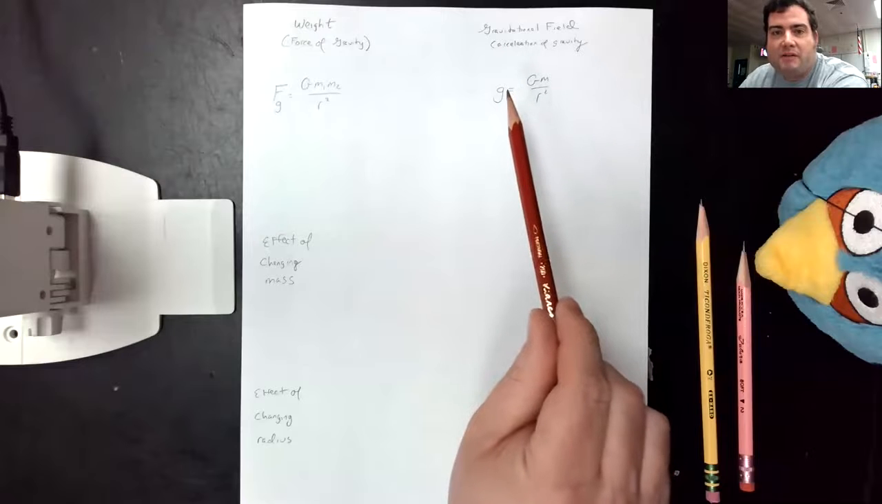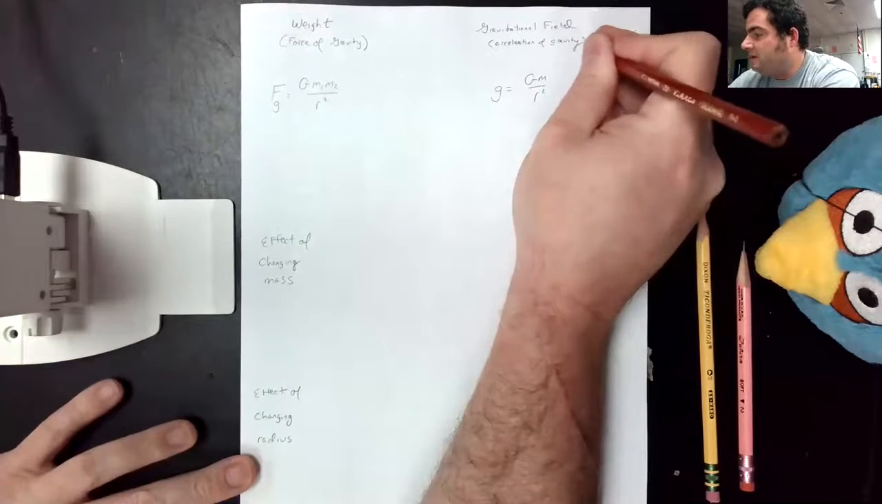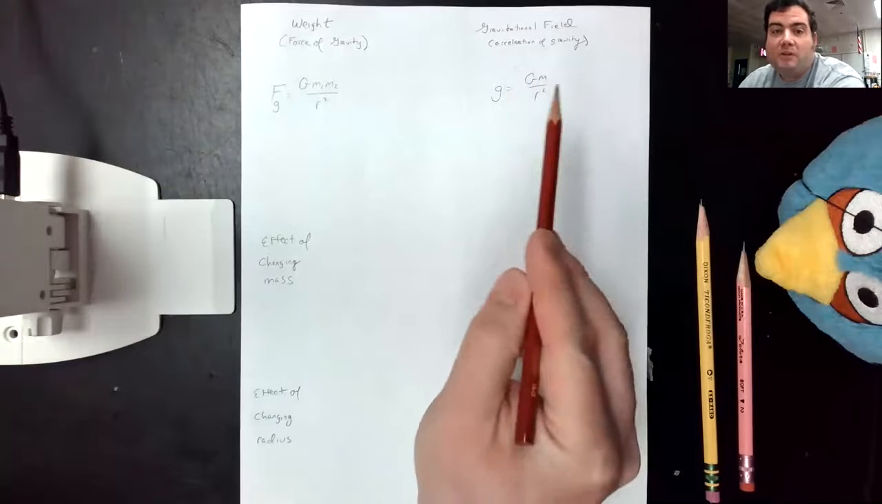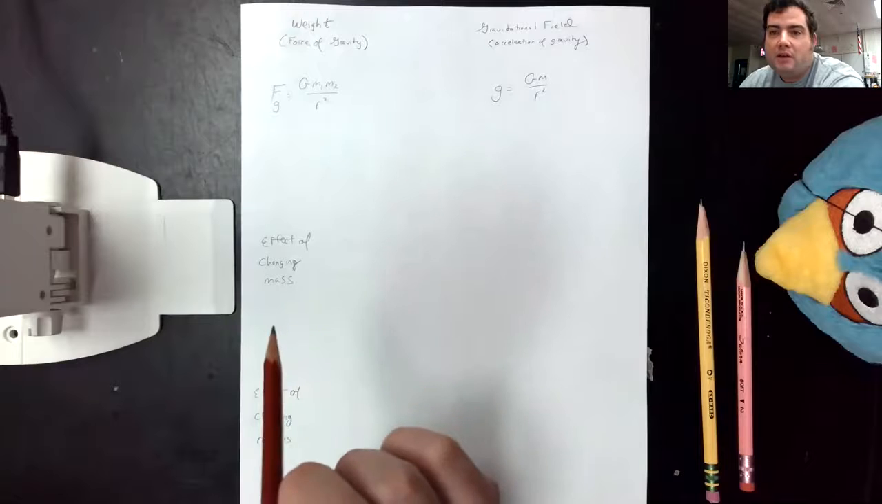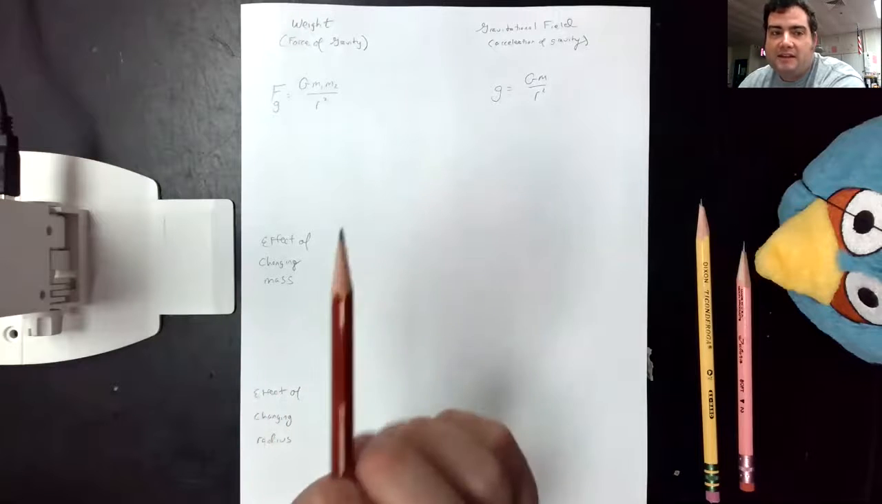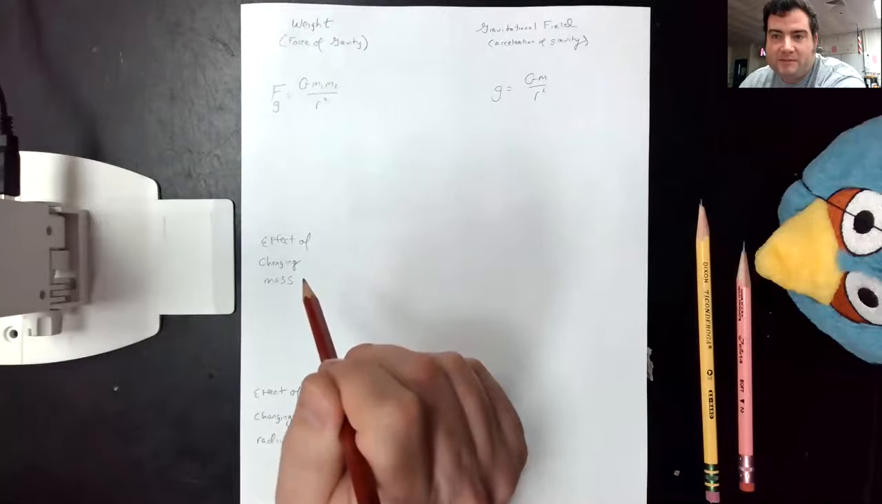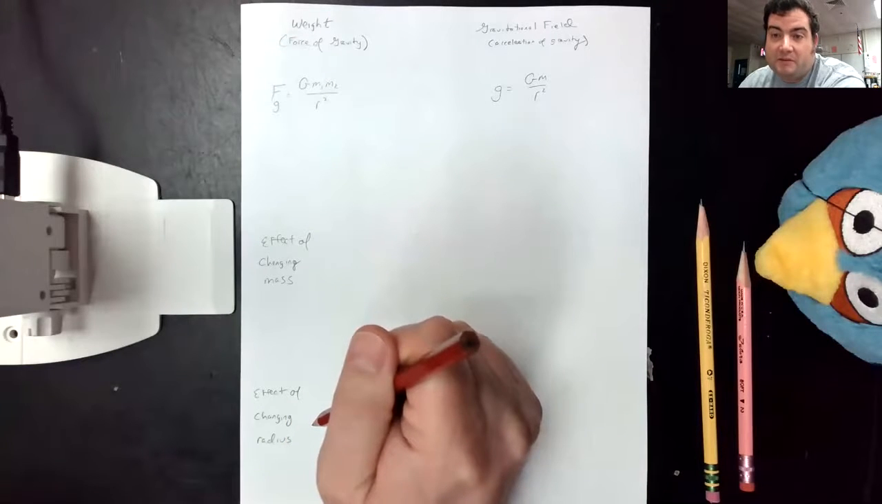If we're talking about the gravitational field, which is kind of like the strength of gravity on a certain planet, it's also the acceleration of gravity, then we just need to know the mass of the planet and the radius of the planet. And again, at the end of the day, these depend on mass, and very specifically the mass of the planet, and they depend on distance apart or radius of planet.